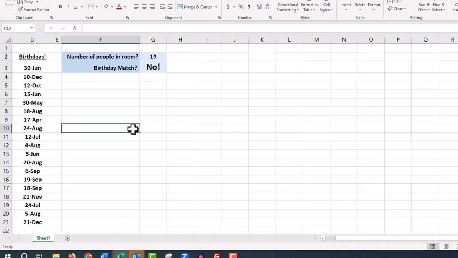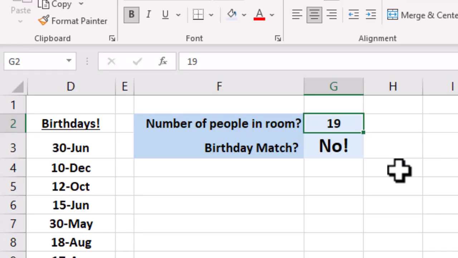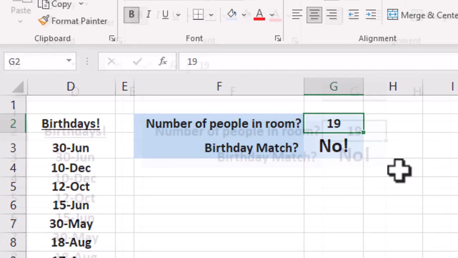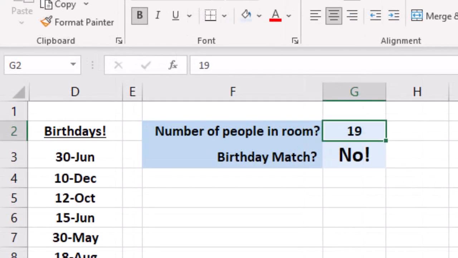What I'm going to have you do in the rest of this quiz is utilize this spreadsheet and run more trials on these 19 people, and then I'm going to have you answer some more questions. Read on.